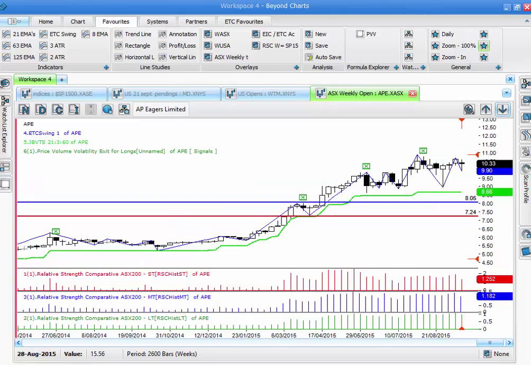APE looking quite good as well. Nice retracement, moving back up. Would have been nicer to see a little bit more follow through this last week. We've only got to get through that sort of $11 and it's looking really strong.